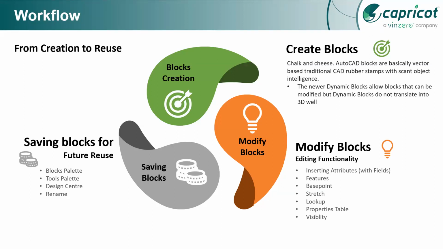Then second is modifying blocks. Once you have created a block, if you want to tweak it a little bit, or change some dimension, length, width, or anything apart from the block's dimensions, you can change it. How are you going to change it? You can change it through your attributes. You can change it through features: base point, stretch, lookup table. From the properties table, you can change it through visibility. That's all we are going to have for the session, where you will be able to understand the whole thing.